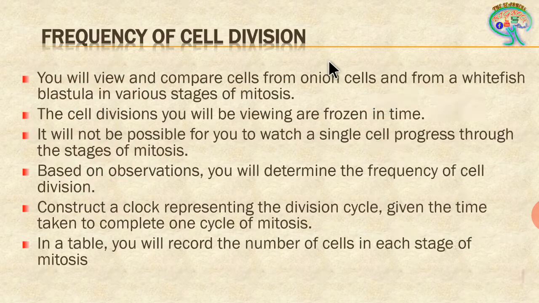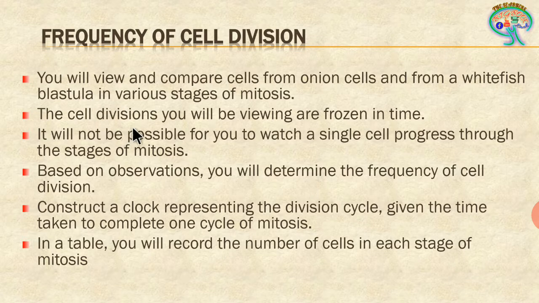Here in this slide we will discuss what we are going to cover in this particular experiment. We are going to compare the cells of the plant with the animal cells, using the example of onion cells and whitefish blastula cells.